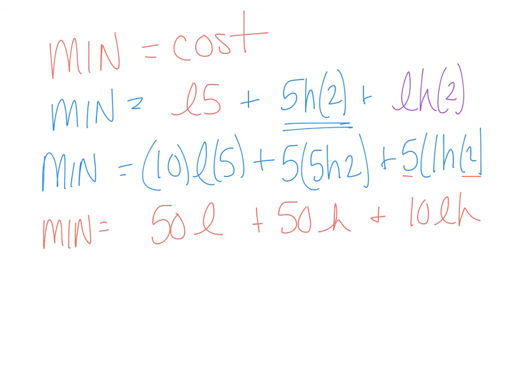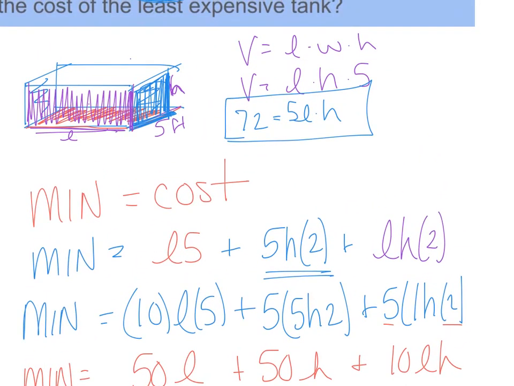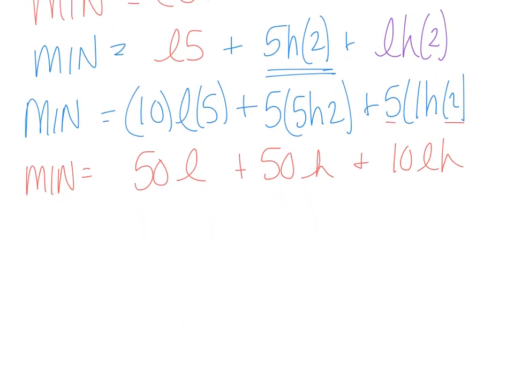Okay, now I need this whole function in terms of one variable. So I can either solve for L or for H. And if I look, there's 2 L's and 2 H's, so it really doesn't matter which one I solve for. Just so we're on the same page, let's just say we solve for H. So H is 72 divided by 5L. So I'm going to substitute that into every H in my equation.